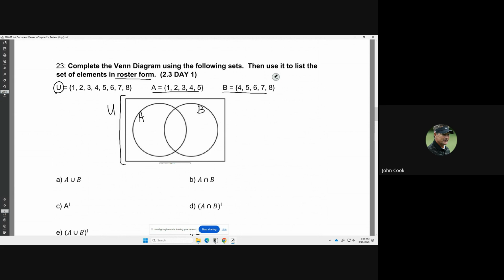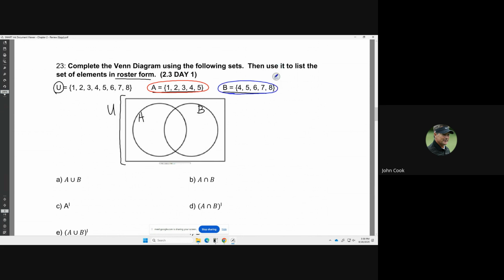So the numbers that are in A and the numbers that are in B, all the numbers that are in A are going to be in this circle. All the numbers in B are going to be in this one right over here. And some of them are going to be in both, okay? So I think to make sense of this, it helps to color code it. So I'm going to say that all the numbers that are in A are going to be in red, and all the numbers that are in B are going to be in blue, okay?